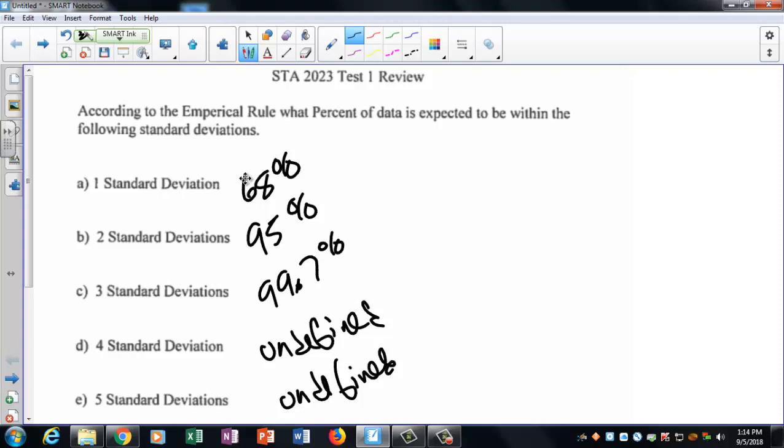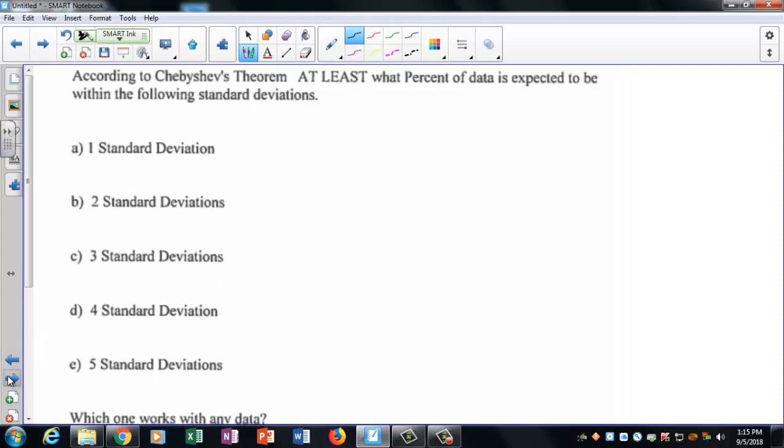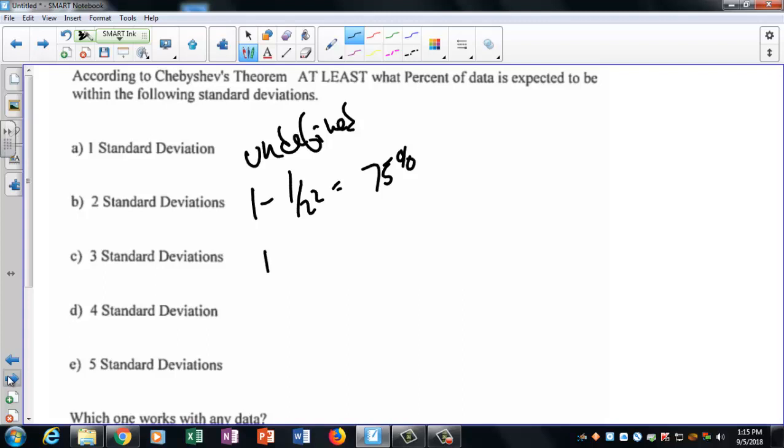As we move on and we look at Chebyshev's theorem, according to Chebyshev's theorem, at least what percent of the data is expected to be within certain standard deviations? Chebyshev's theorem is undefined at one standard deviation, so it doesn't work for this one. Okay? For two standard deviations, you would do 1 minus 1 over 2 squared, which is 75%. So at least 75% of the data is within 2. For 3 standard deviations, you would do 1 minus 1 over 3 squared, which is 89%.